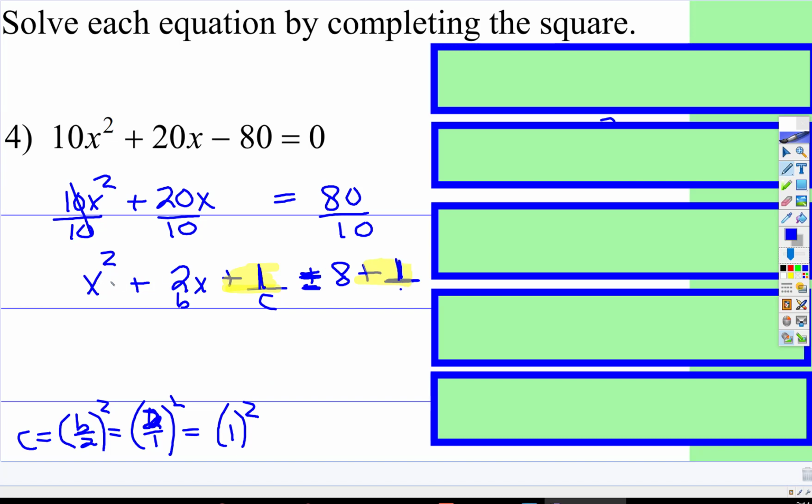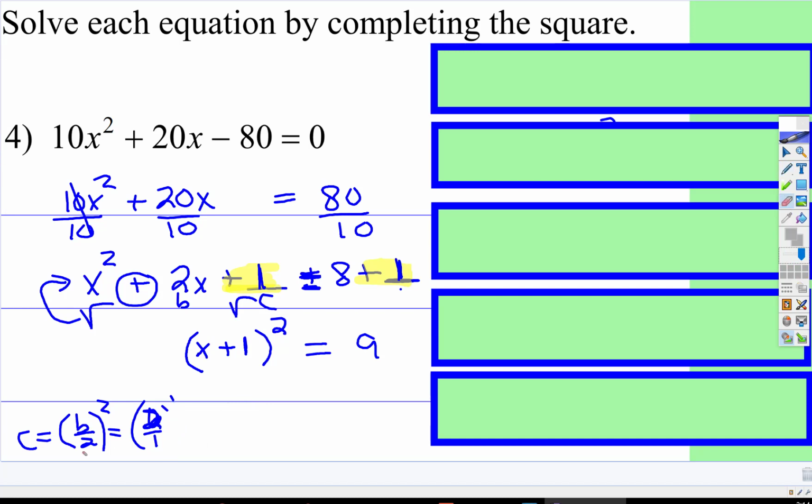And then once we have this as a perfect square trinomial, remember, a perfect square trinomial factors to a binomial squared. You take the square root of x squared, which is x. You take the square root of 1, which is 1. And then you take the first operator. And then on this side, 8 plus 1 is 9. So we do all of that so that we can take the square root of both sides.